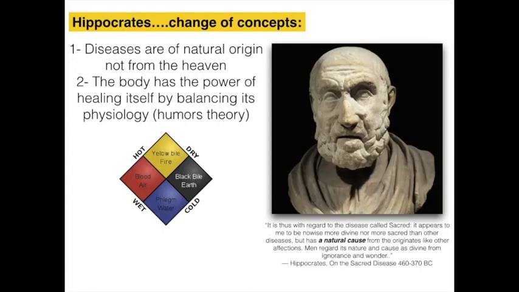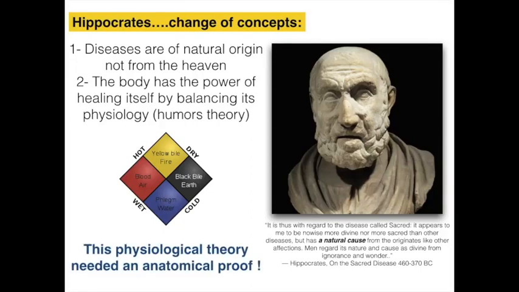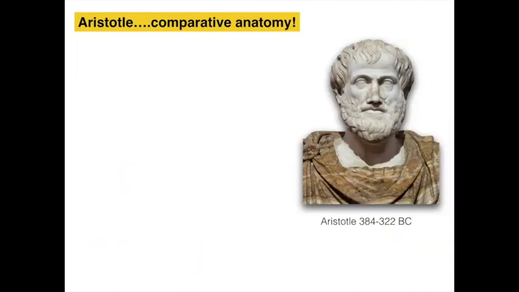This theory, to be proved, must have some anatomical proofs. Who could make these anatomical proofs? One more philosopher in the Greek period, a very, very clever and famous man. His name is Aristotle. Aristotle was a philosopher also. He was the first to study anatomy in an experimental way. At that time, it was not allowed to dissect the human body, but you were allowed to dissect animals. So he started comparative anatomy.